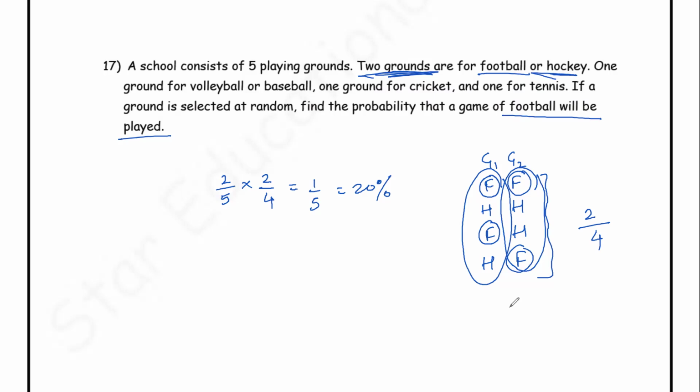To look at it in another way, in ground one hockey or football will be played, so that's half the probability out there. Or in ground two hockey or football will be played, so that's half the probability out there. So I cannot add them up. I can just simply say that if ground one is selected, it will be half. So I can say 2 by 5 into half because 2 by 4 is half.